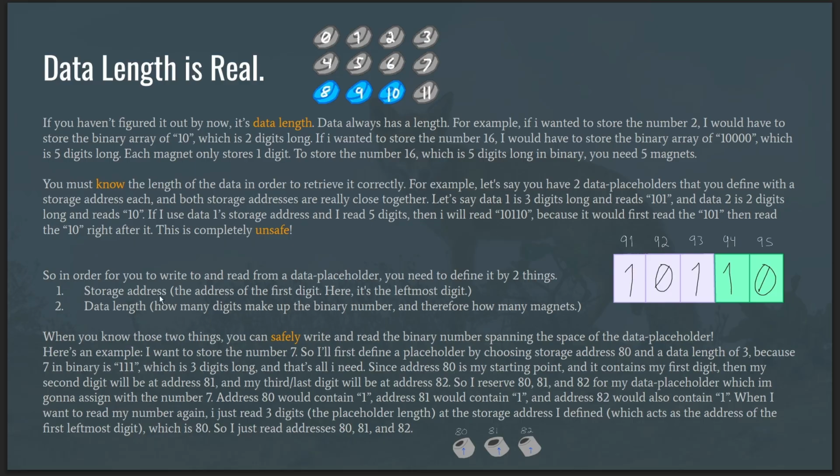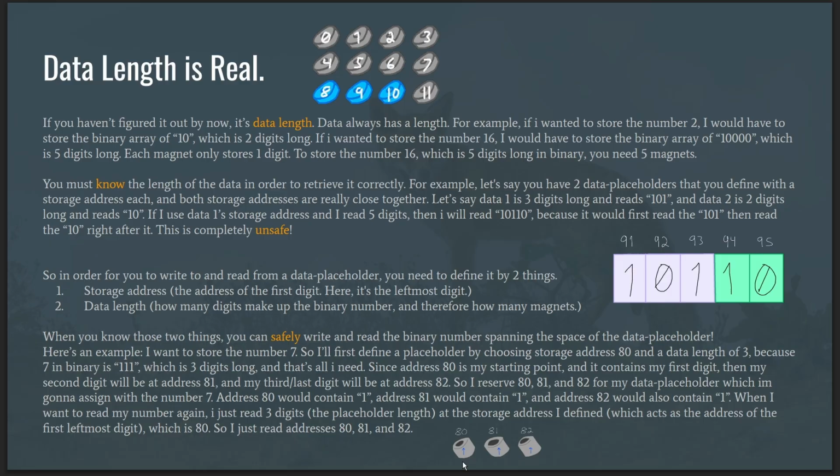When you know those 2 things, you can safely read and write the binary number spanning the space of the data placeholder. Here's an example. I want to store the number 7. So I'll first define a placeholder by choosing storage address 80. Here's a little illustration. So let's say we're using 80. And the data length is 3, because 7 in binary is 111, which is 3 digits long. That's all I need. So I'm just defining it as being 3 digits long.